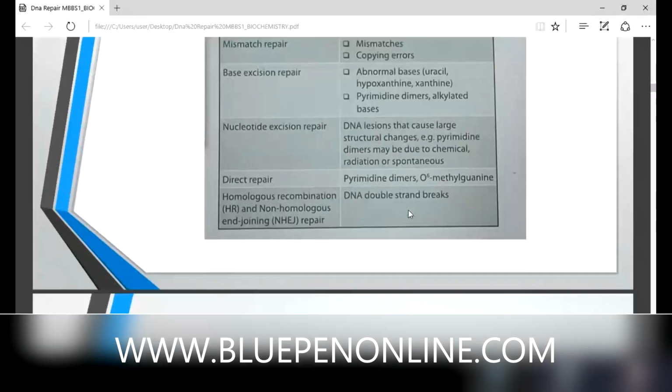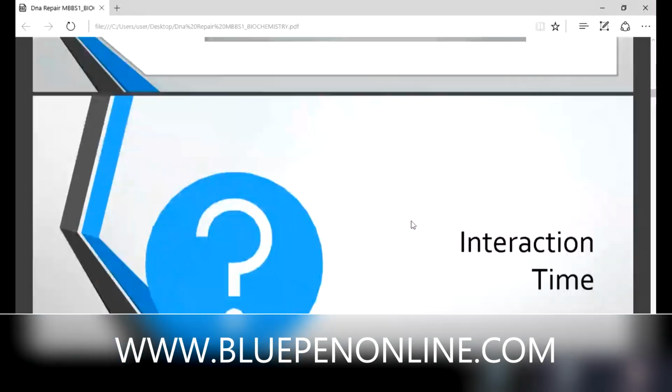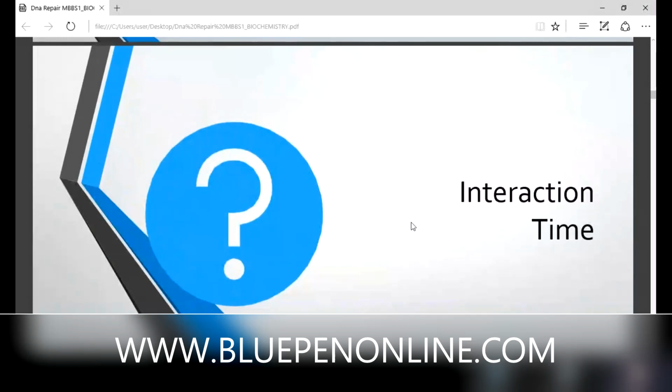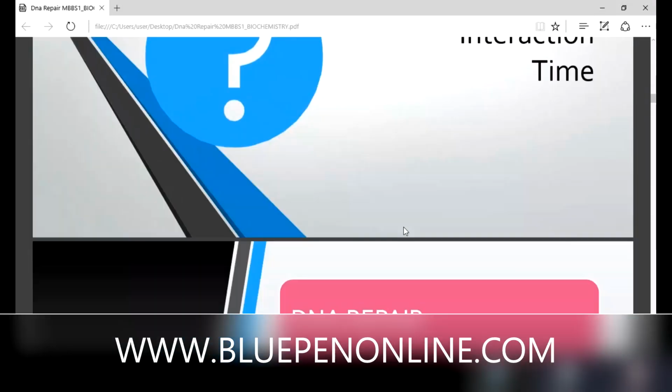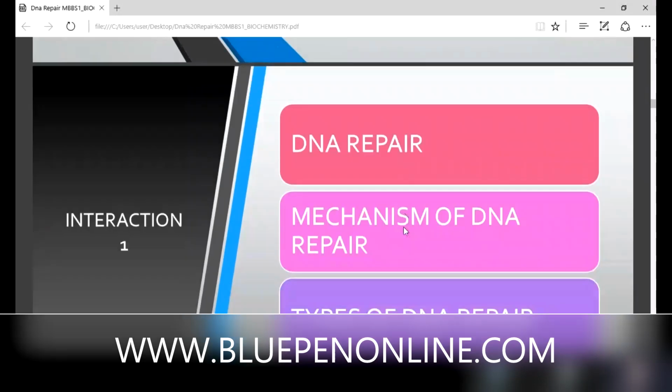Now it is the interaction time. Any doubt about this topic? You understand what DNA repair is, what the mechanisms are, and which are the types. Then explain the definition of DNA repair.